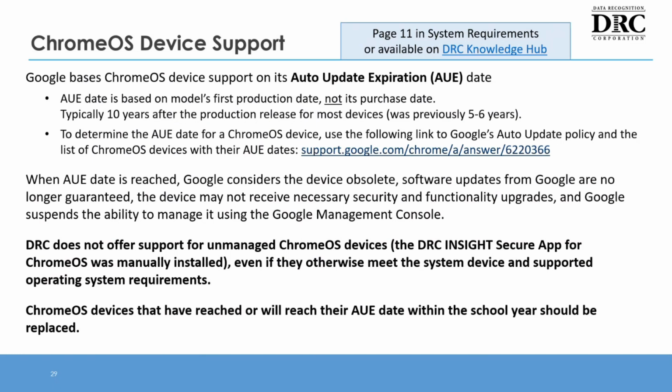The device may not receive necessary security and functionality upgrades, and Google suspends the ability to manage it using the Google Management Console. DRC does not offer support for unmanaged Chrome OS devices, even if the DRC Insight Secure app for Chrome OS was manually installed and they otherwise meet DRC's system requirements and the operating system requirements. Chrome OS devices that have reached or will reach their AUE date within the school year should be replaced.